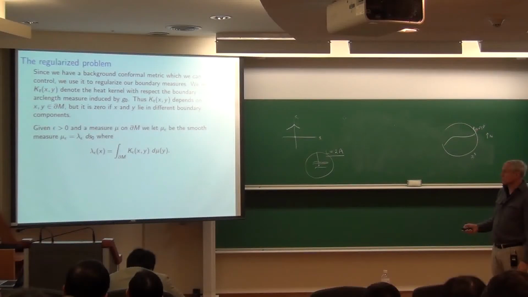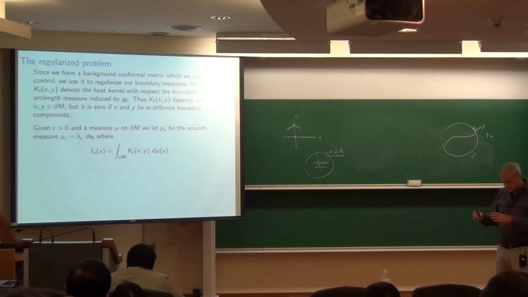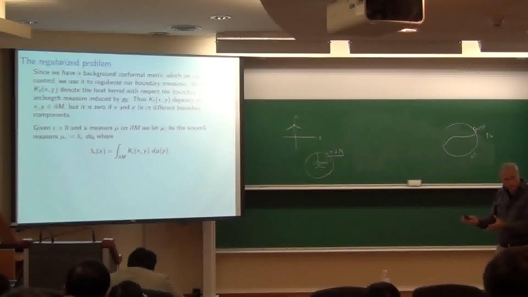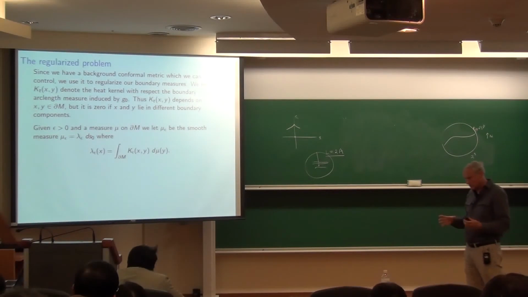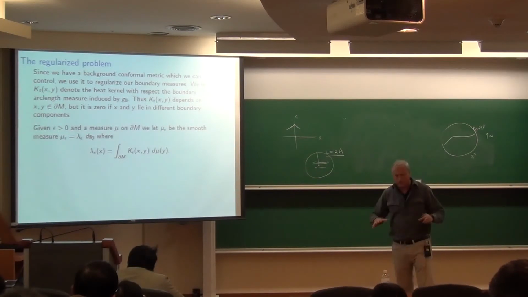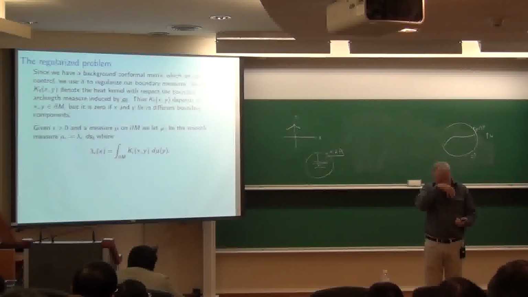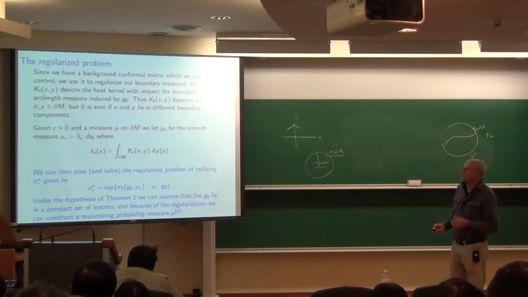So we take any measure on the boundary, and we integrate the heat kernel k_epsilon(x, y) against it, and then the measures are lambda_epsilon times ds naught. So the heat kernel, of course, depends on a background boundary measure, which we have. Maybe that's ds naught. And so we take the lambda_epsilon ds naught. That will converge in weak star topology to mu. So we take any measure mu and we can sort of smear it out, and then we can take the limit as epsilon goes to 0. Okay, and then we can study the regularized problem.